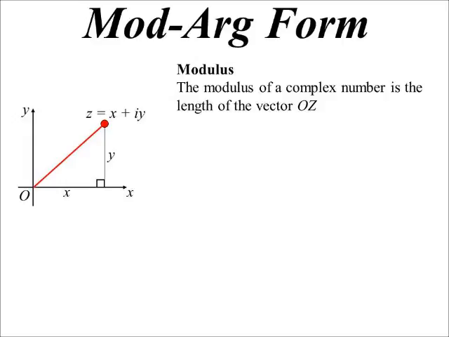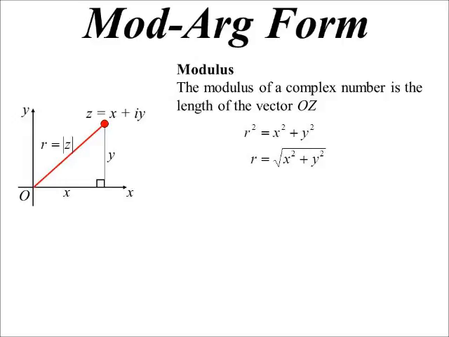Now, there's the point x plus iy, so we know it's Cartesian coordinates, x and y. But the other way we could describe it is the length of the vector. A simple way of saying that is how far away is it from the origin. We could use Pythagoras to work that one out. The hypotenuse is, of course, x squared plus y squared.